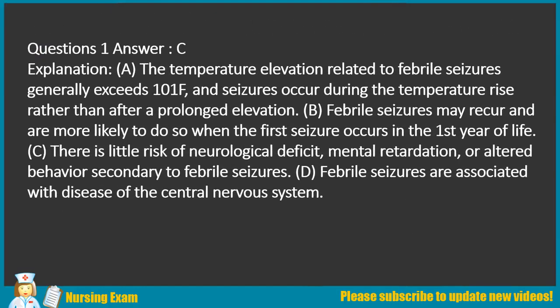Question 1 Answer: C. Explanation. A. The temperature elevation related to febrile seizures generally exceeds 101 F, and seizures occur during the temperature rise rather than after a prolonged elevation. B. Febrile seizures may recur and are more likely to do so when the first seizure occurs in the first year of life. C. There is little risk of neurological deficit, mental retardation, or altered behavior secondary to febrile seizures. D. Febrile seizures are not associated with disease of the central nervous system.